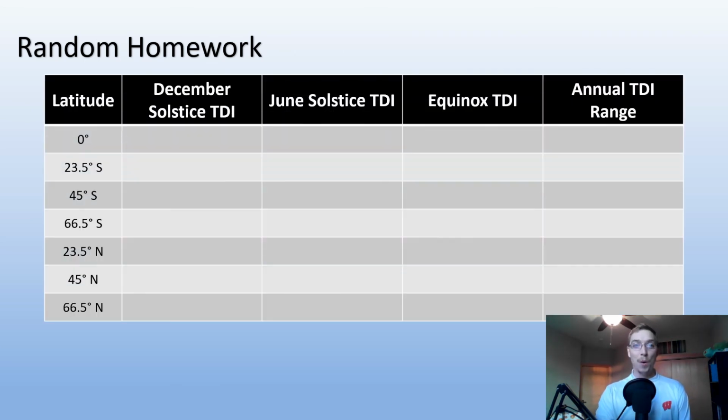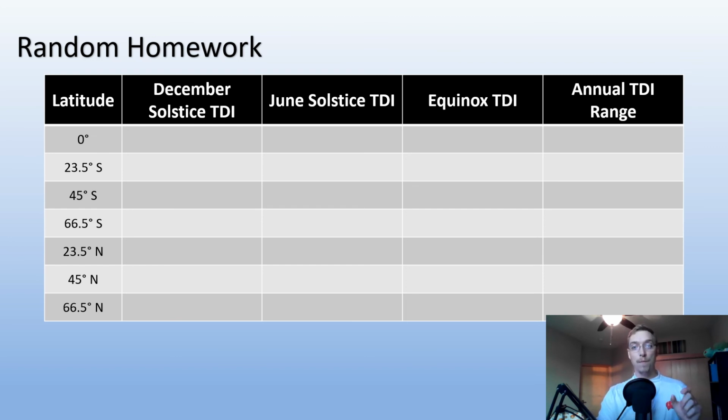Surprise, surprise, it is random homework time. So you're basically going to be working to fill in this table. You might have remembered something from this in Geography 104. On the leftmost column, you'll see latitude. So we have the equator, and then 23.5, 45, and 66.5 degrees for the north and southern hemispheres. And you're going to be calculating the December solstice total daily insolation, the June solstice TDI, and the equinox TDIs, and the annual TDI range.